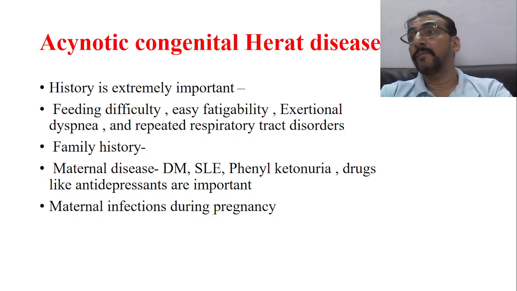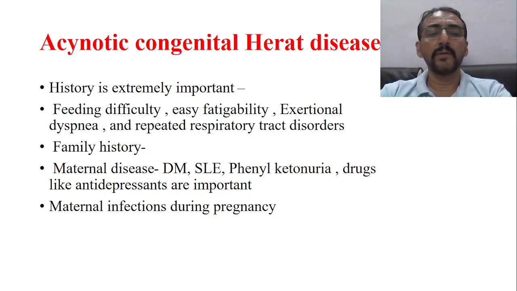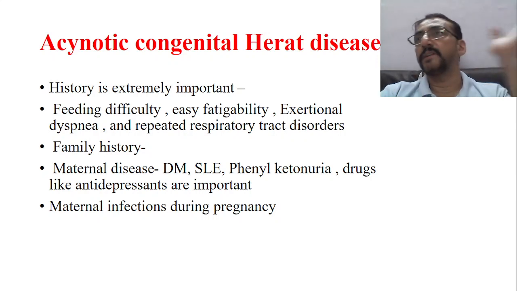Now we know that infections during the pregnancy, especially maternal infections, are another important major cause, especially any infection occurring in the first trimester of the pregnancy, like maybe rubella, varicella, chickenpox, or sometimes TORCH infections. Okay, so they are all potential causes for congenital heart disorders in the fetus. So this much history is very important.